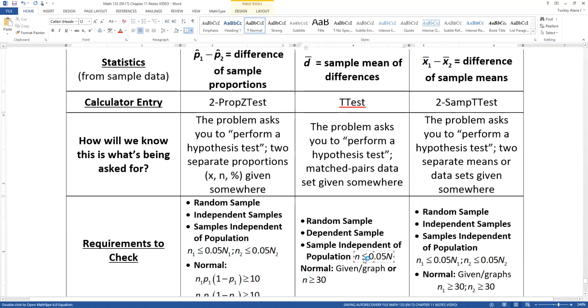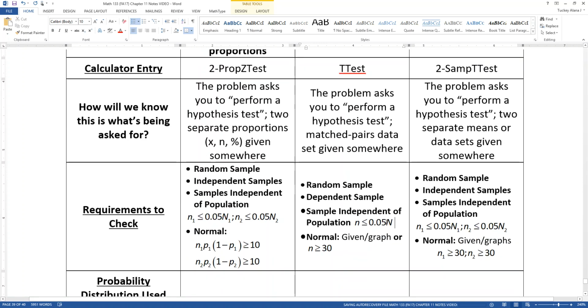There, those are in there. So you need to have a random sample. You need it to be a dependent sample, and then you need to know that your sample, even though it's dependent upon each other, the before and after, or husbands and wives, that kind of thing, is still independent of the population. So you need your n to be less than or equal to 0.05 capital N if you're sampling without replacement. And then it has to be normal. The sample has to be from a population that is normally distributed, and that's either given to you, or a normal probability plot is given, or we use the rule of thumb that n is greater than or equal to 30.